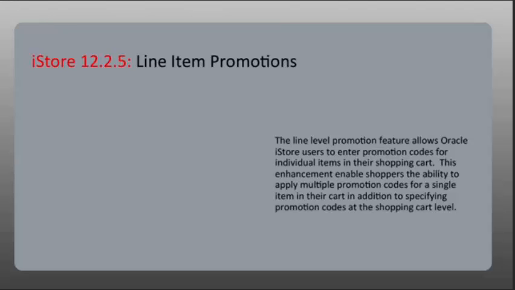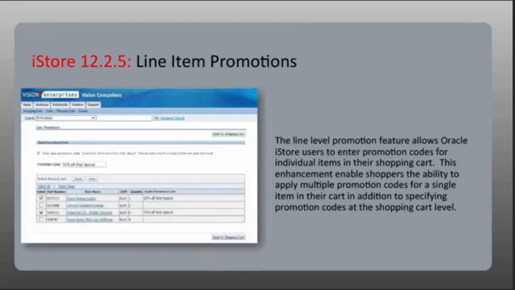Before this enhancement, you were only able to add items at a header level in the shopping cart. And now what we've done is we've dropped that down a level. And what this does, and the value here, is it gives our customers much more granularity in how they want to extend their discounts and promotions for items that are at the shopping cart item level.